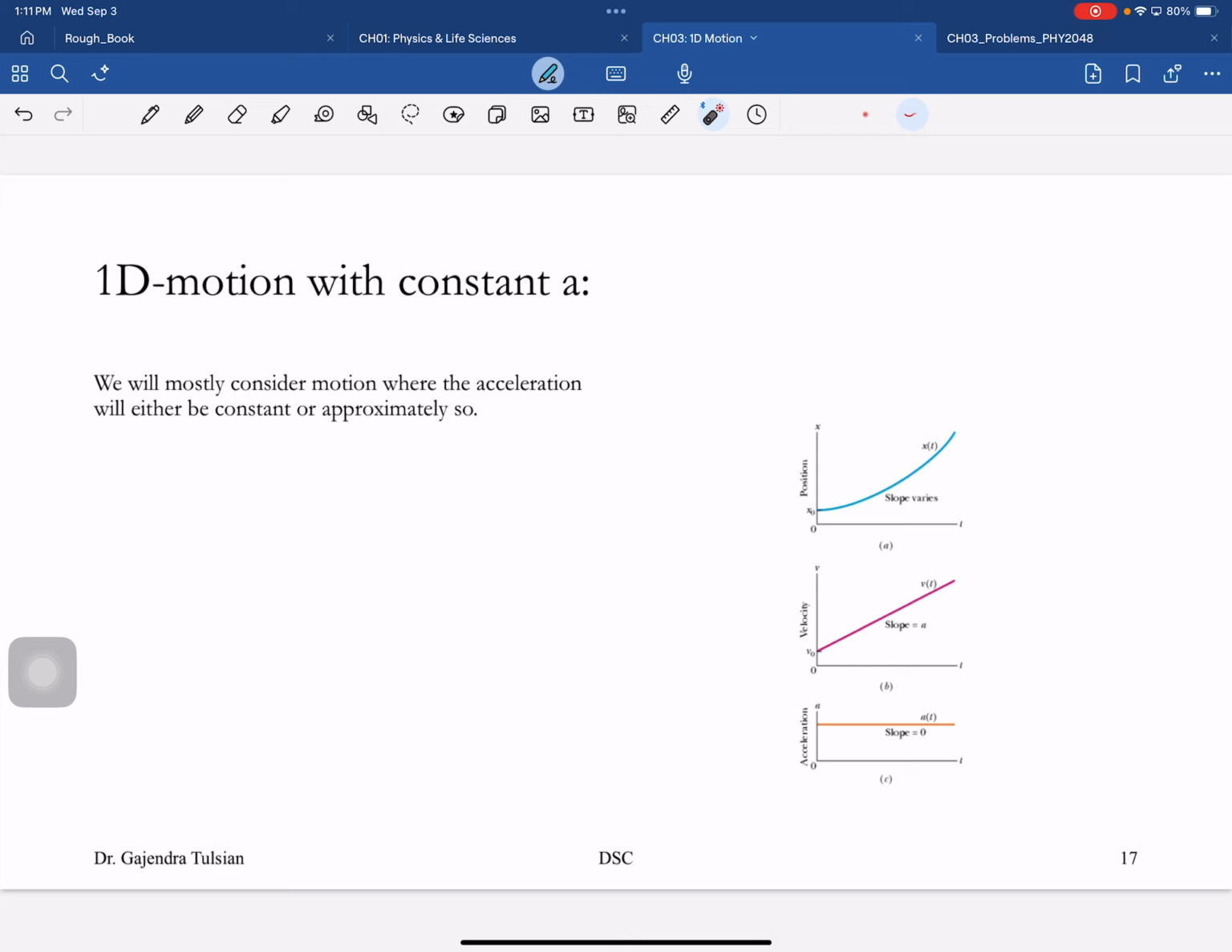Motion along a straight line. Okay, that's what we're interested in. Here's the most common motion along a straight line. Okay, and this is where the acceleration is constant.